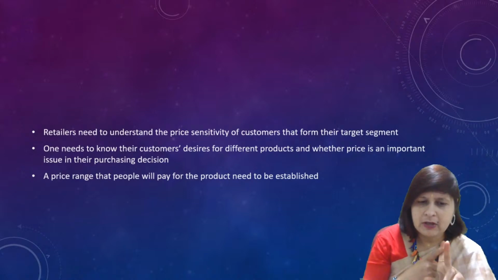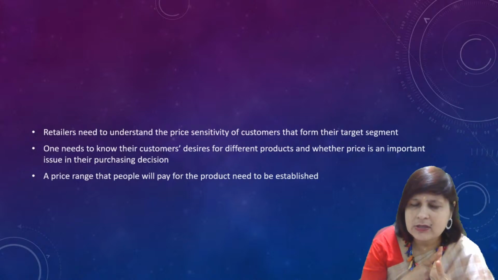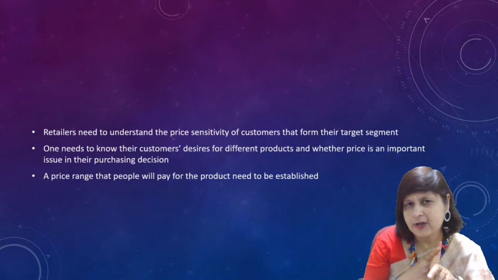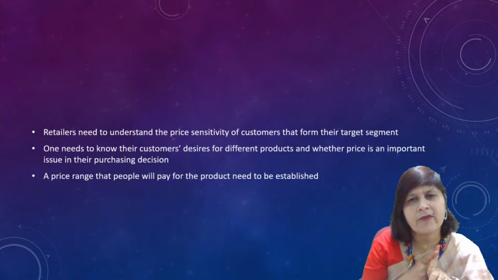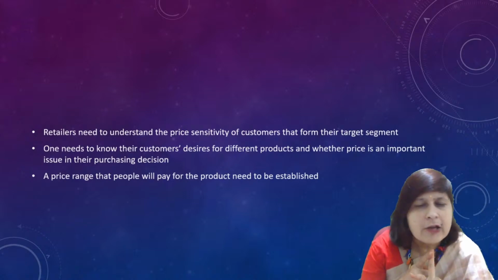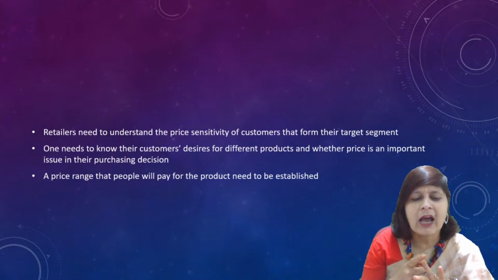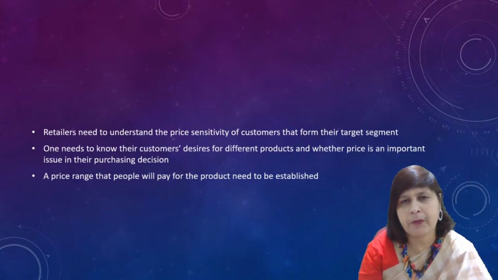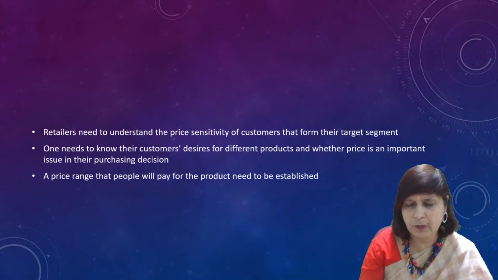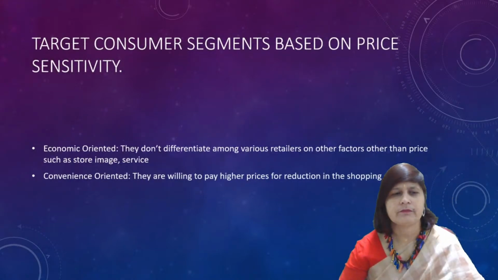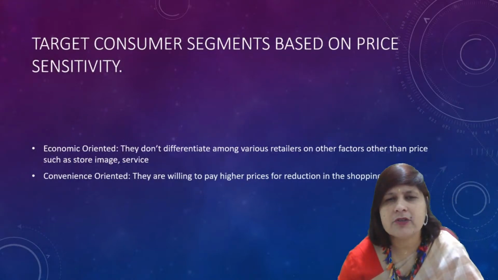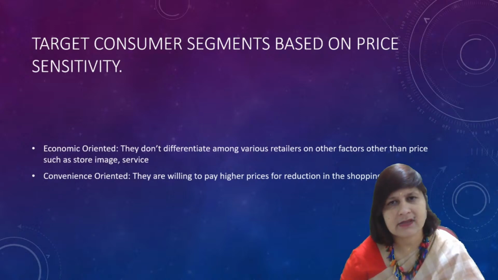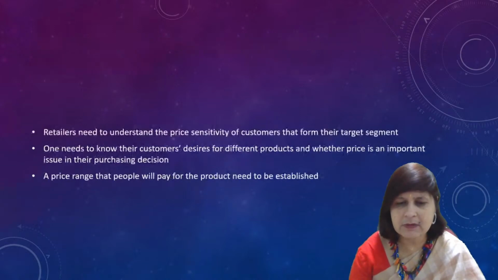So there are three things which a retailer should understand: the price sensitivity of the customer, the value of the product for the customers, and the range that people will pay for the product. That is very important to be established. Target the consumer segment based on the price sensitivity. So we discussed the three factors.